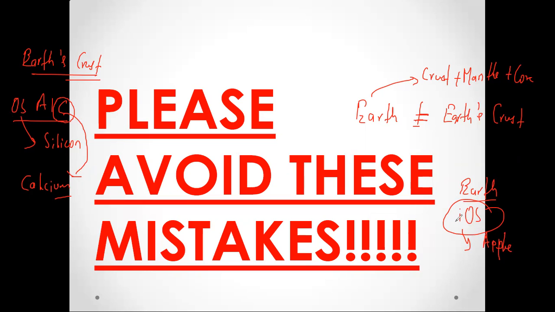So iOS: I is iron, O is oxygen, and S is again not sulfur, S is silicon. So pay attention to these points and you'll be easily remembering it. OSAIC, iOS. Then there is another third thing. So first is Earth's crust. Second, we have seen Earth.